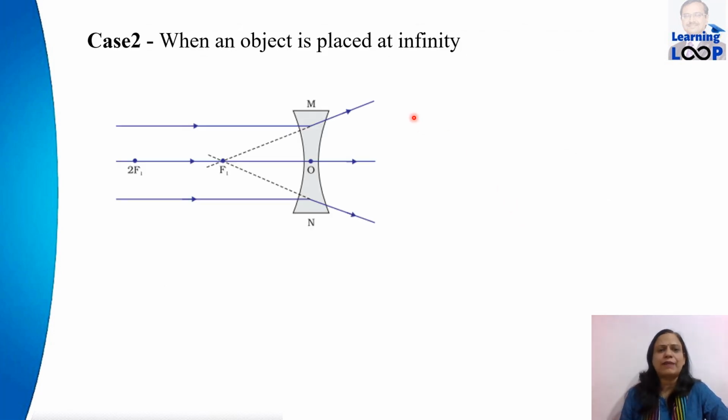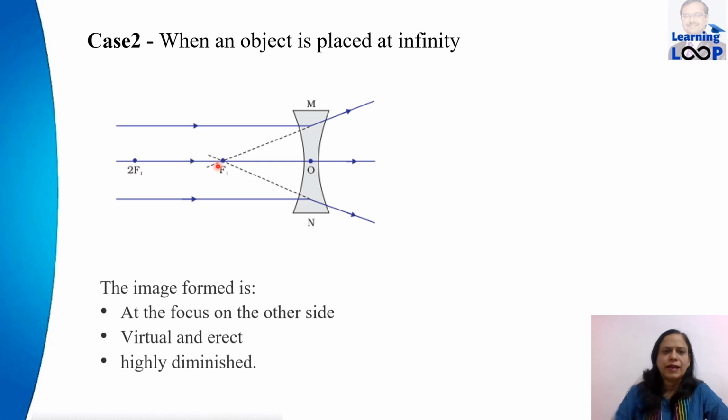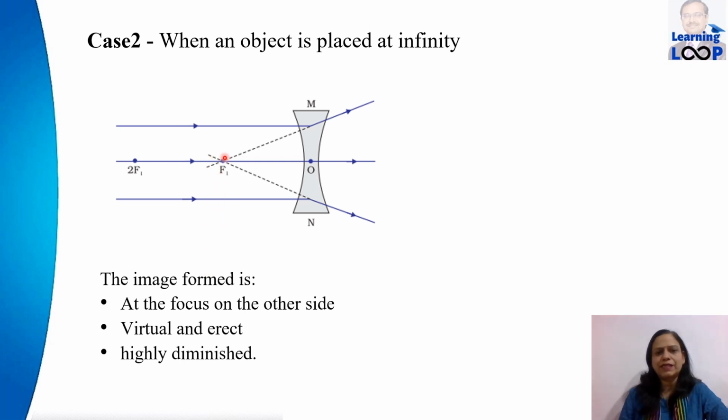The last ray diagram for a concave lens: a parallel set of rays. You can take 3 rays, you can take 5 rays, it's all your choice. It diverges out the light rays, and when we extend the diverged rays in reverse, it meets at the focus. So this is the point where the image will be formed, and the 3 parameters here would be: the image is formed at the focus on the other side.